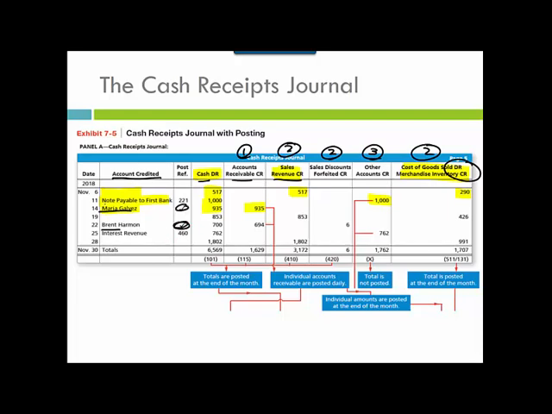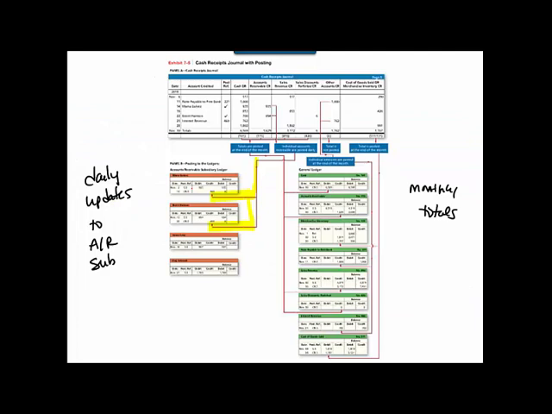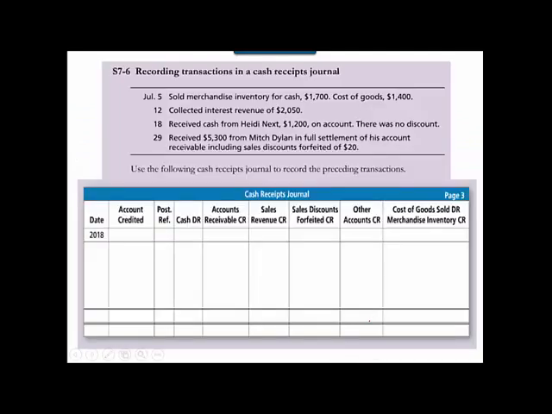If it's another account, like notes payable or interest revenue, I have to put the account number that I posted that to. I'm not really sure why this is lagging behind me here, but let's try one of these. This is a cash receipts journal, and I've got 4 transactions here where money's coming in. The first one is on July 5th.